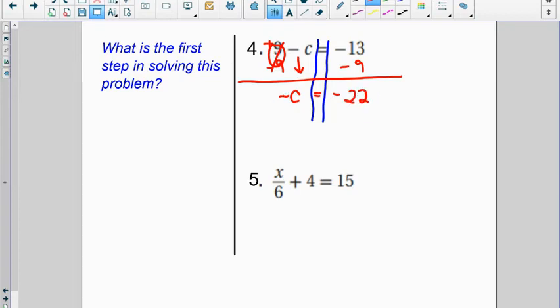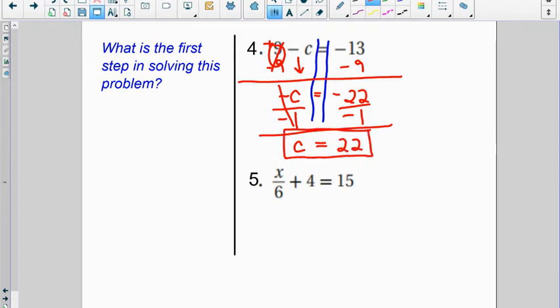Then we have to remember that when a negative sign is in front of a variable, that's the same as saying negative 1 times that variable. So if we want to undo negative 1 times c, we're going to divide by negative 1 on both sides. A negative divided by negative is a positive, so that's going to leave us with positive c. And on the other side, again, a negative divided by a negative is a positive. That leaves us with positive 22 as our solution.